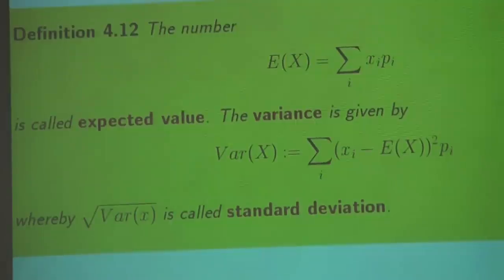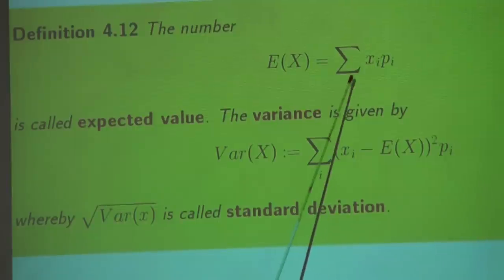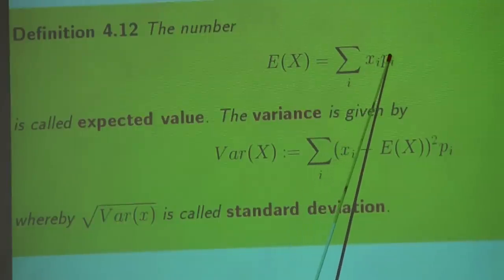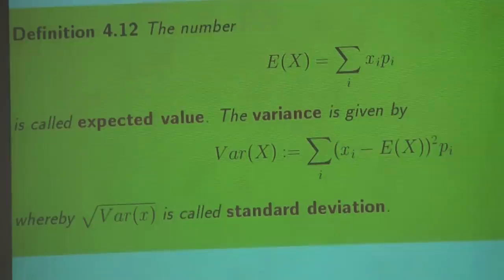Now we define the expected value. It's the sum over xi pi. So what is that? Just forget for a second this pi. Then it would be the sum of all values of our random variable. And now here it's a weighted sum. All values are weighted by their probabilities. And finally we get something a little bit related to the mean.